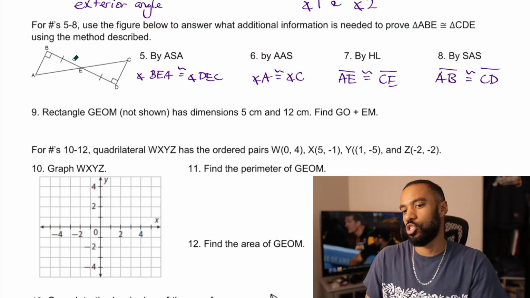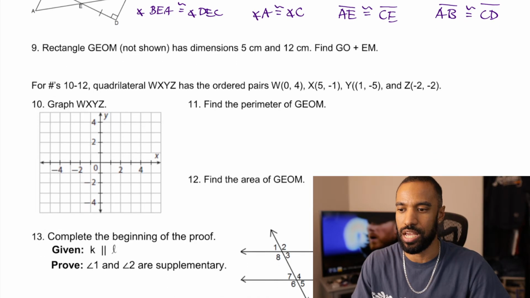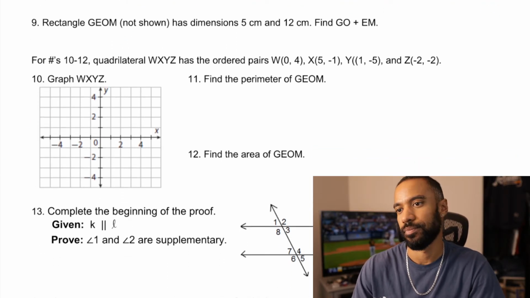All right, rectangle GEOM is not shown, but it has dimensions of 5 centimeters and 12 centimeters. Find GO plus EM.